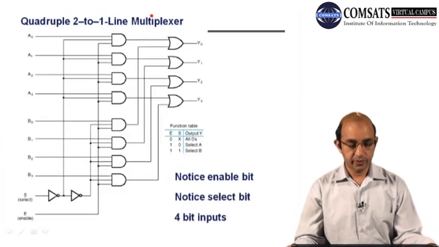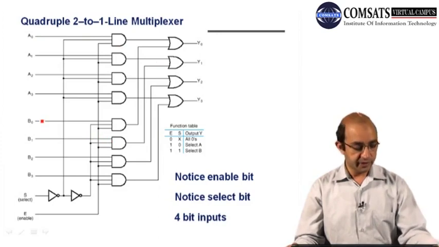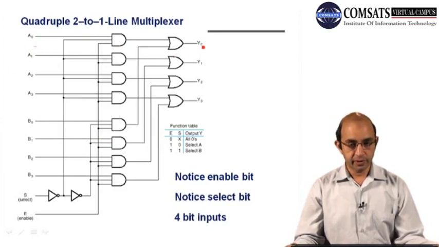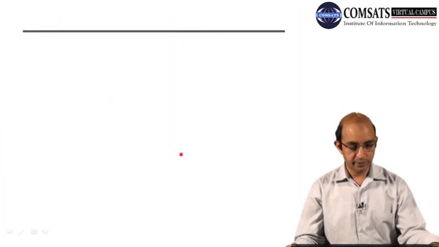This is the quadruple 2-into-1 line multiplexer, right? So we have introduced more control by introducing enable. So whenever enable is 0, irrespective of the select S, we will be having all zeros at the output, right? Whenever we have S0, all A's will be selected. When we have S1, all B's will be selected. So the data from the A portion will be at the output when S0, and the data from B's will appear at the output when we have S1, right?